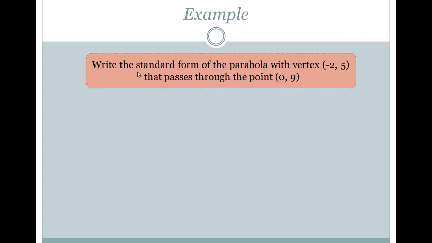This is a pretty straightforward problem. Write the standard form of the parabola with vertex (-2, 5), and passes through the point (0, 9). Just make a note here. We'll take some notes. Let me get my pen going.